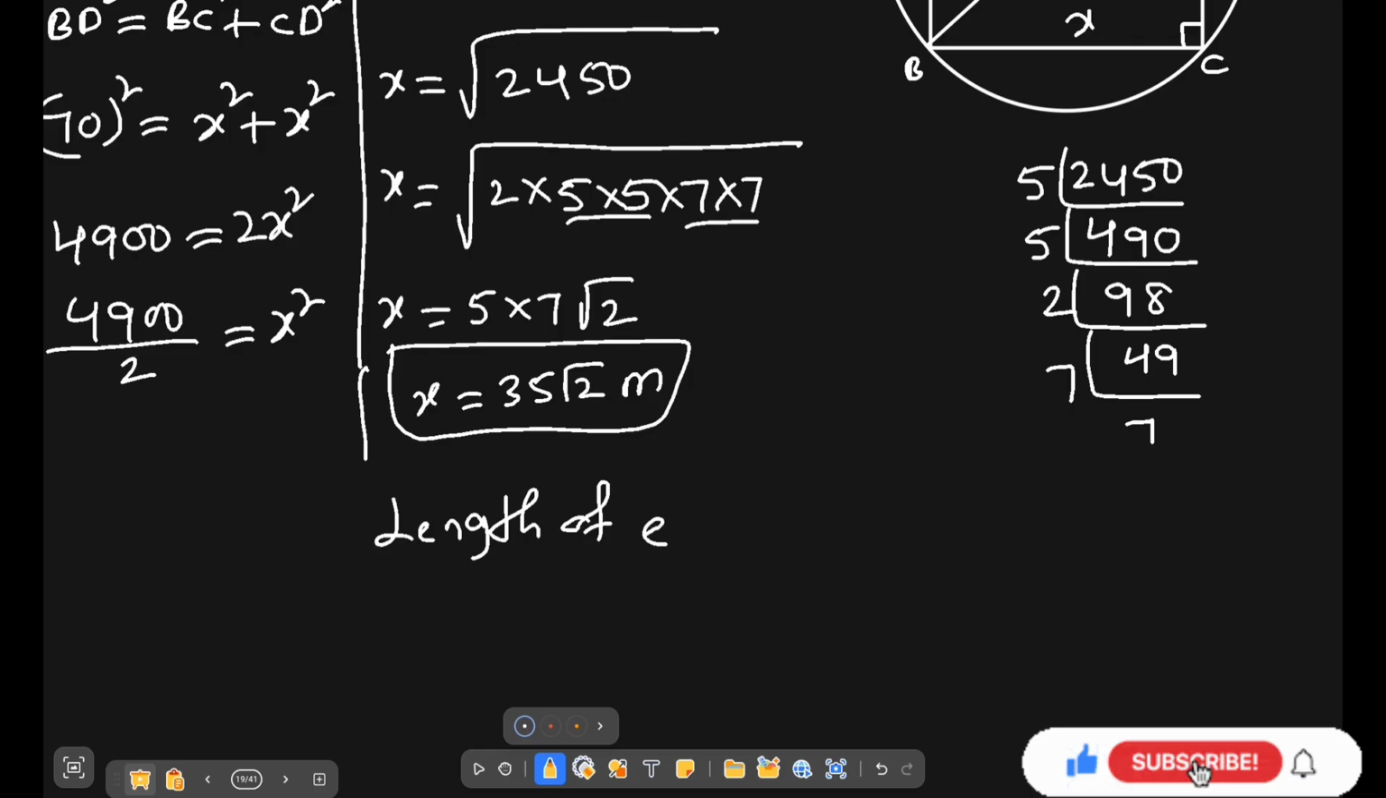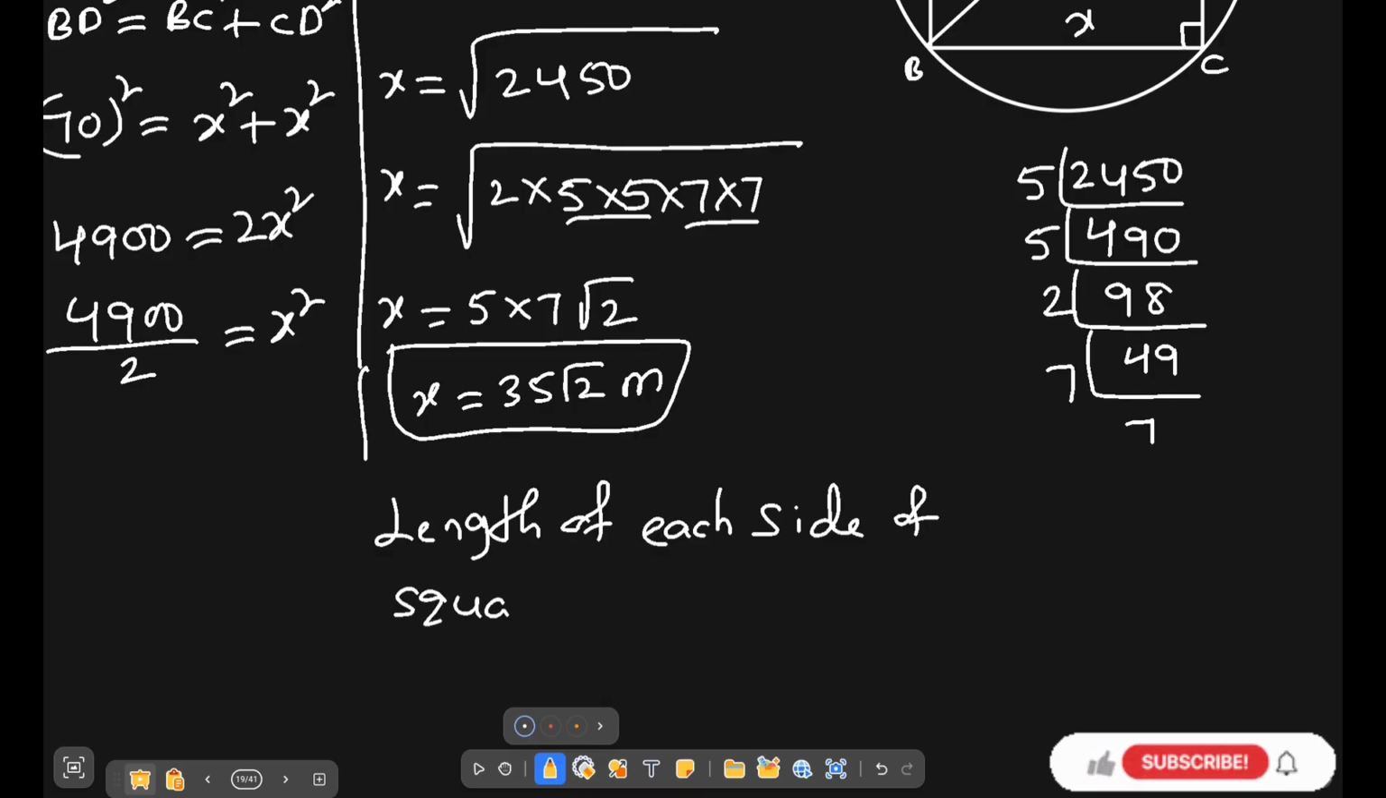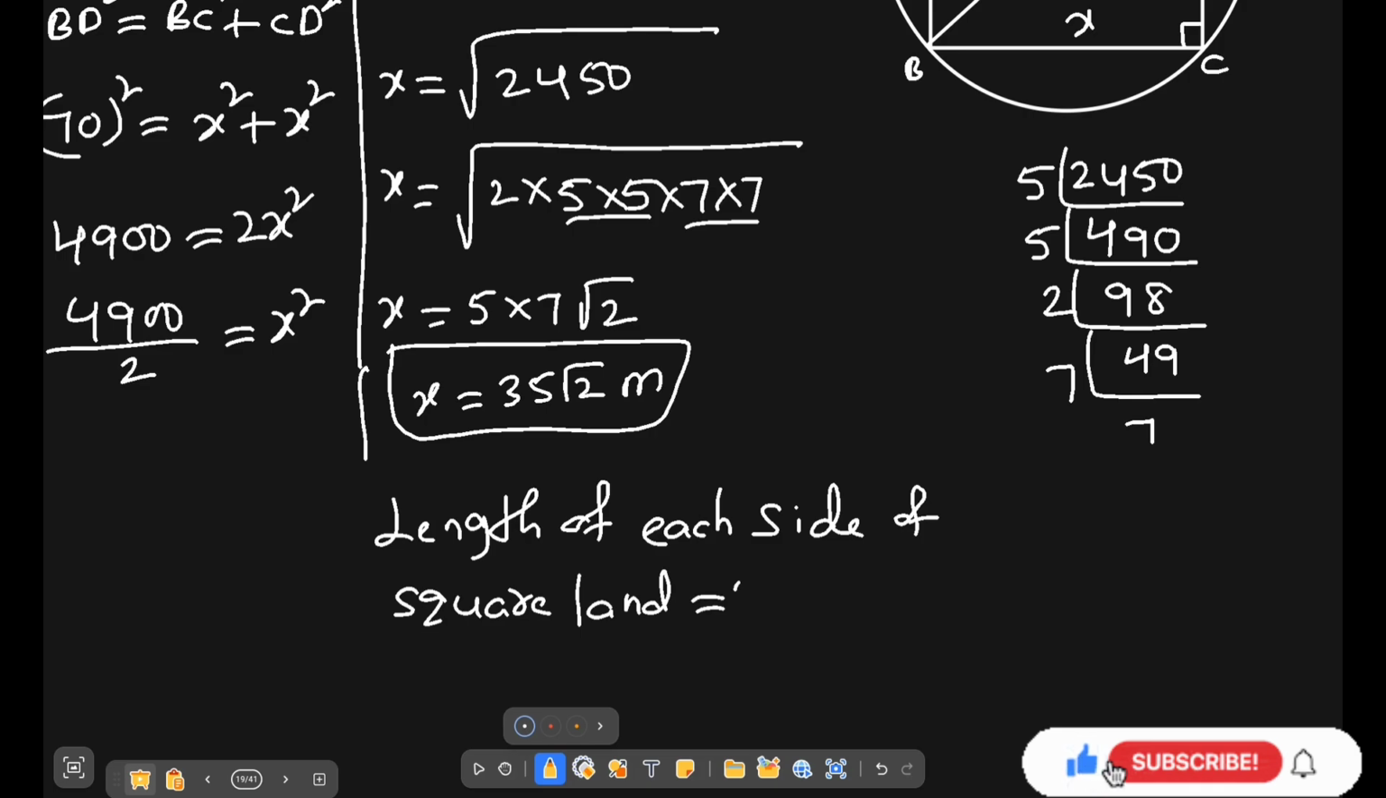Length of each side of square land. Each side of square land or house is equal to 35 root 2 meters. So this is this question.